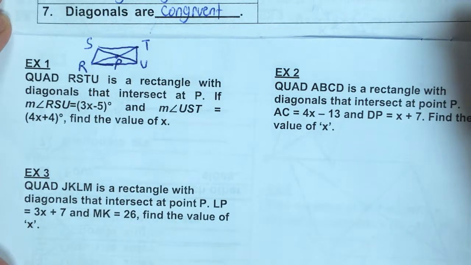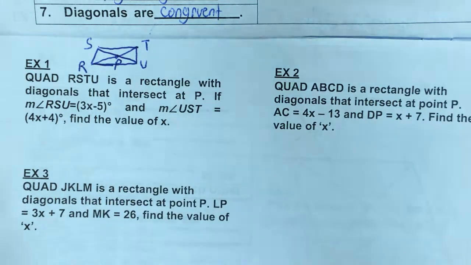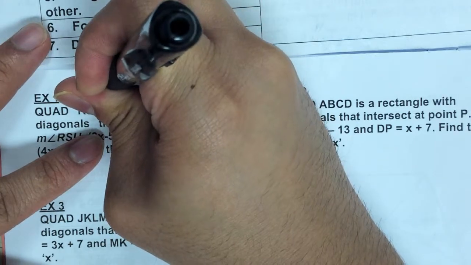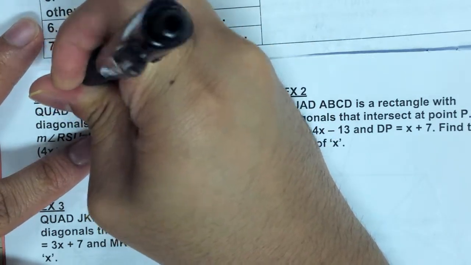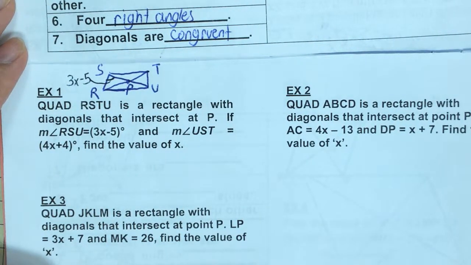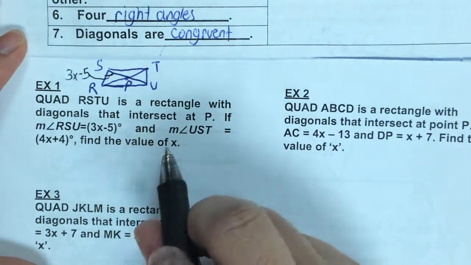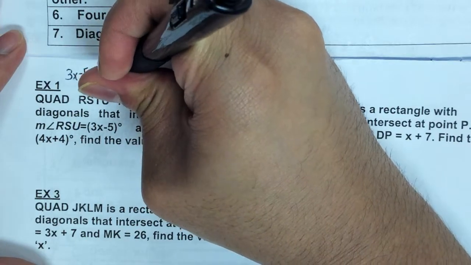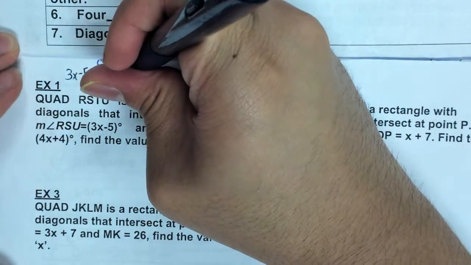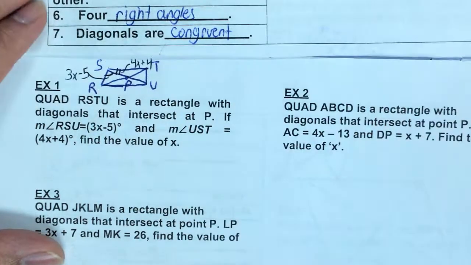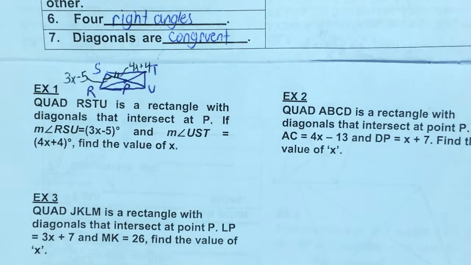If measure of angle RSU is 3x minus 5, this angle right here, 3x minus 5, and measure of angle UST, this angle right here, is 4x plus 4. Find the value of x.